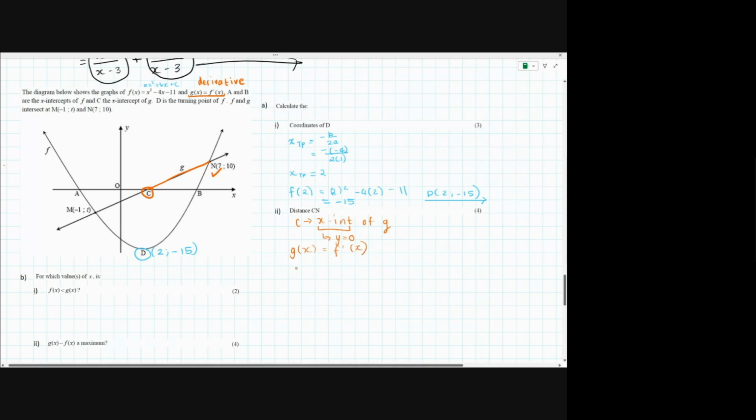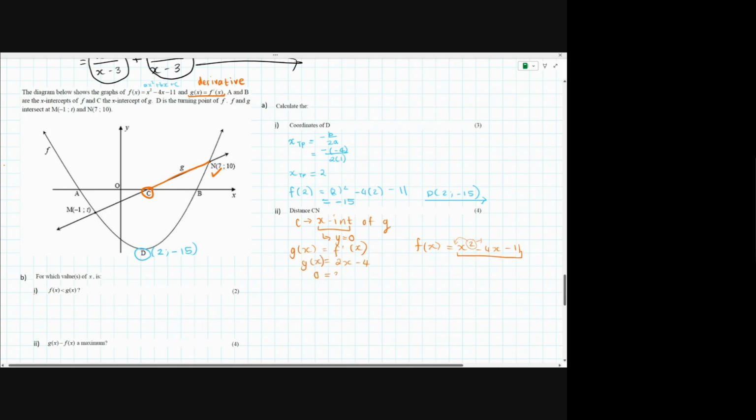That's easy. The first derivative of f, we just write f down, x squared minus 4x minus 11. So we need to find the first derivative of this. Just use the trick. So remember, take the exponent, times it by the coefficient, and then minus 1 from your exponent. So this would be 2x minus 4. That is the equation of g of x. And now you can go and find your x-intercept.